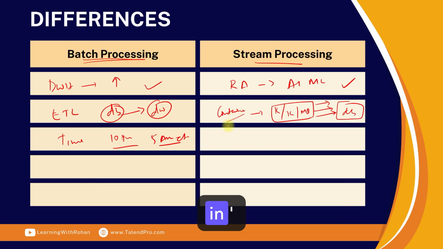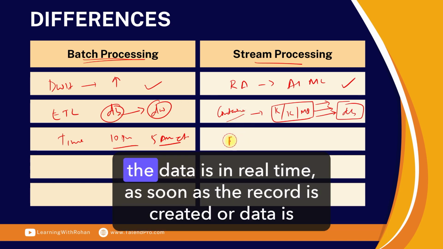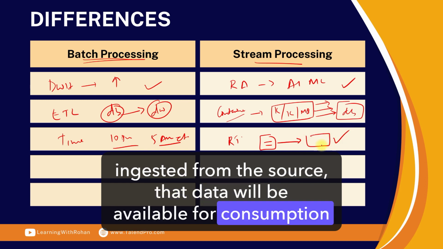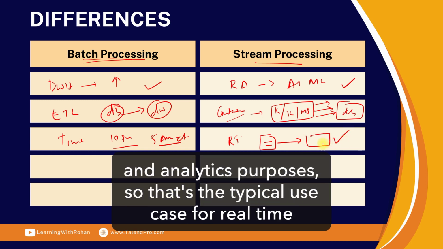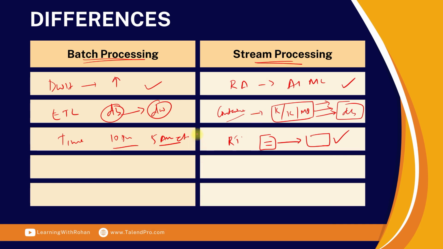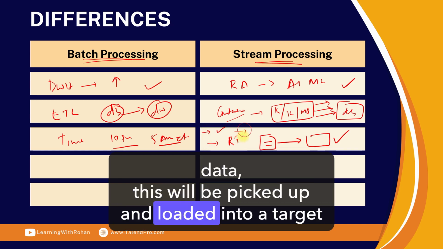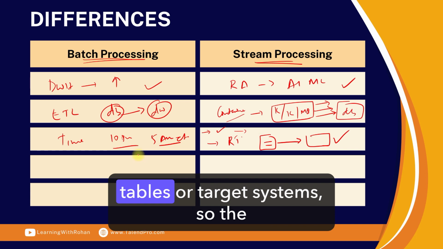Whereas in stream processing, the data is in real time. As soon as the record is created or data is ingested from the source, that data will be available for consumption and analytics purposes. So that's the typical use case for real-time processing. So there is no fixed interval as such. Whenever there is source data, it will be picked up and loaded into your target tables or target systems.